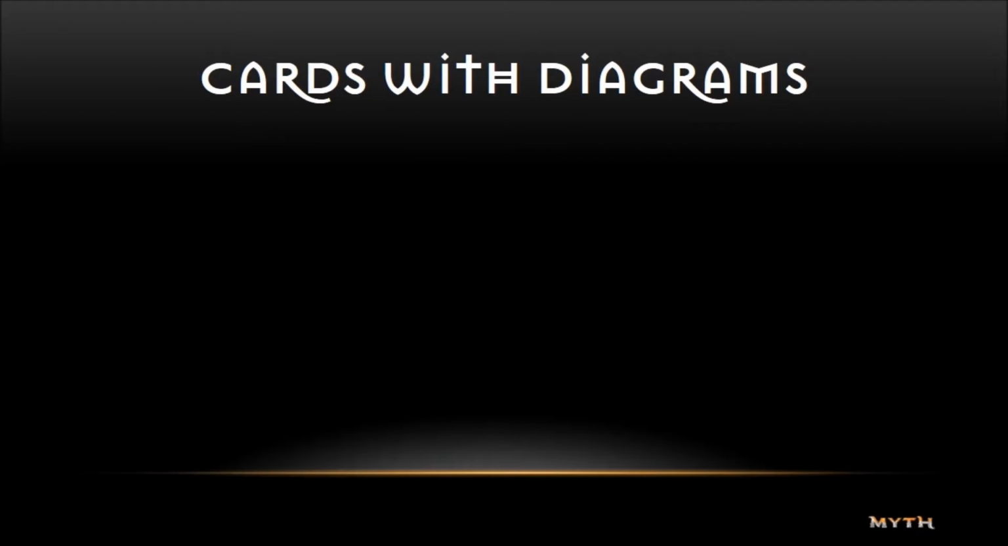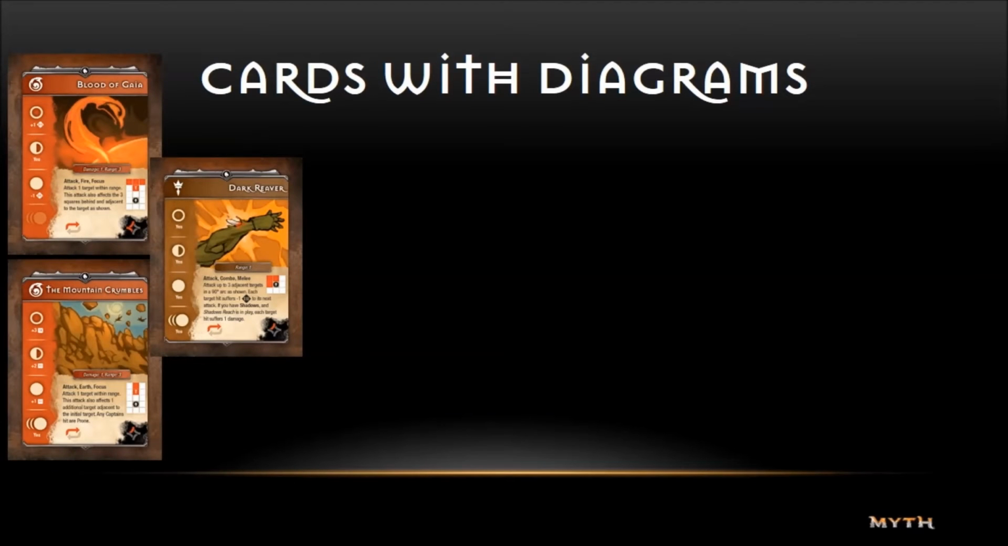So, cards with diagrams. The cards with the diagrams are Blood of Gaia, Dark Reaver, Mountain Crumbles. These are examples of cards that have, again, the symbols to the right of the attack text, and those symbols either have an AOE with a T square or an AOE that does not have a T square. So let's first start with the T square. Anything that has a T square in it will be a ranged area of effect.